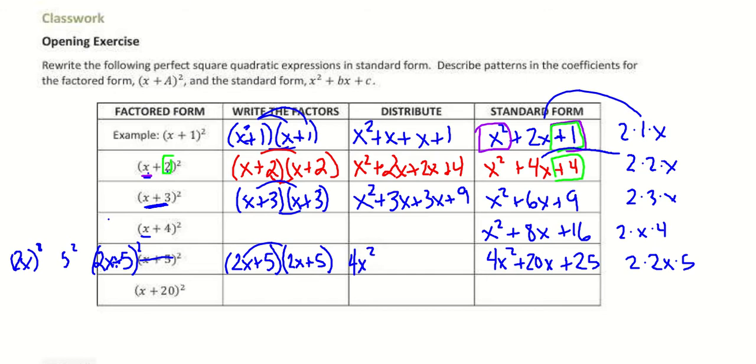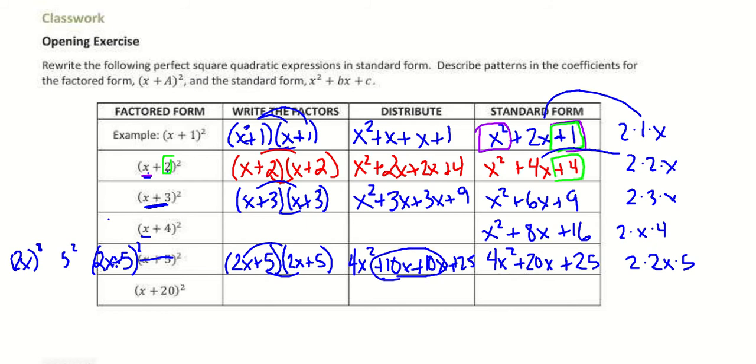4x squared. Okay. 2 times x times 5 is plus 10x. The 5 times 2x is another 10x, and 5 times 5 is 25. So these two 10x's here give us 20x, right? 4x squared, and that's how it works.